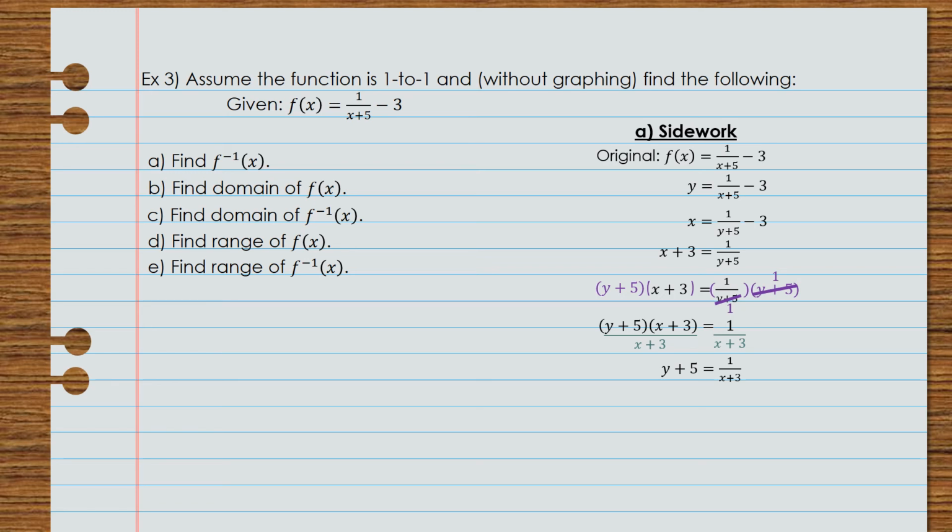We have to get rid of adding 5, which means we need to subtract 5 on both sides. So now we have y equals 1 all over x plus 3 minus 5. Since y is by itself, now we can write it in function notation, but because it's the inverse, you have to write it as f inverse equals 1 all over x plus 3 minus 5. And so now we've answered part A.